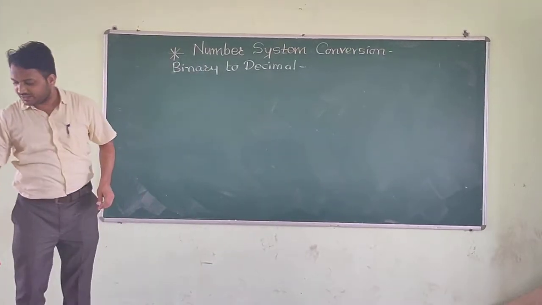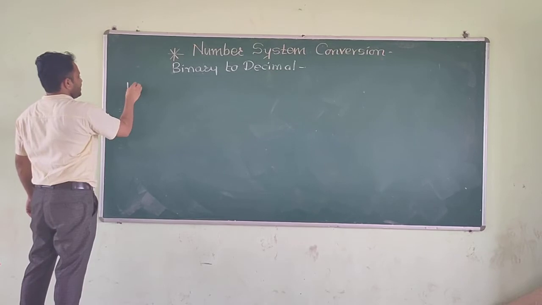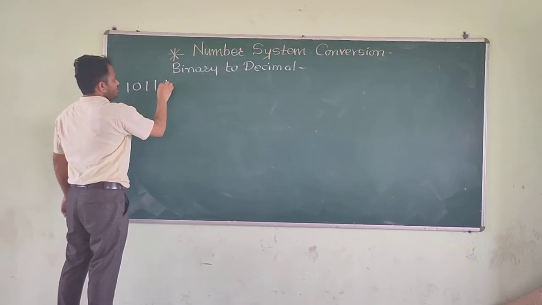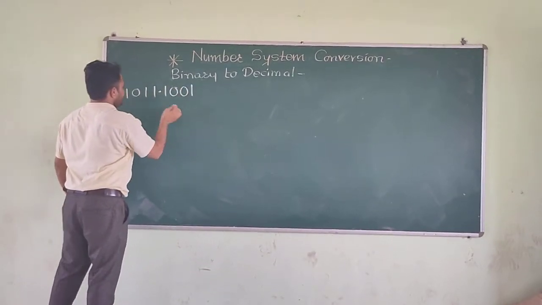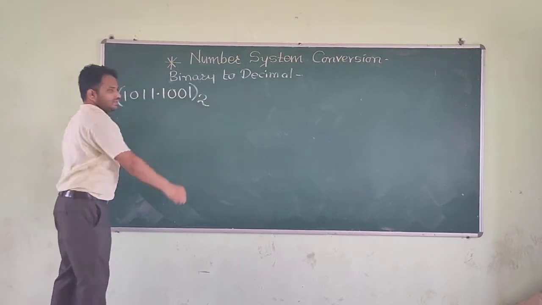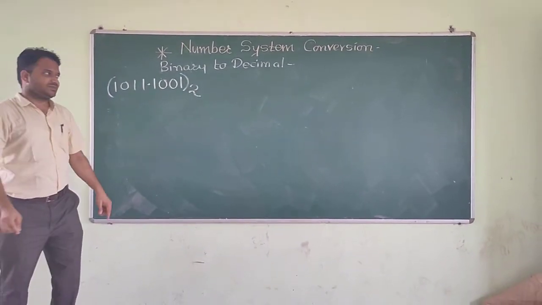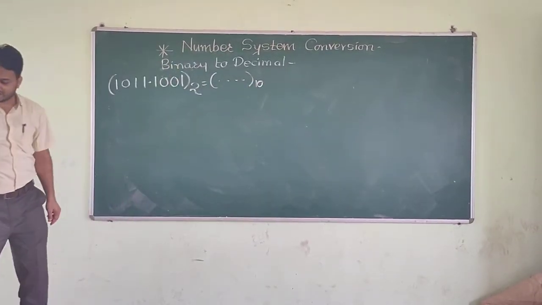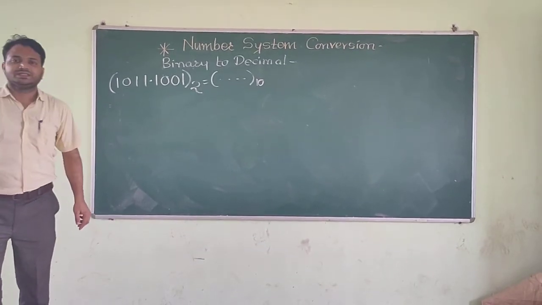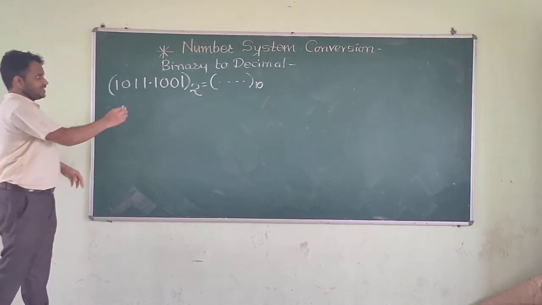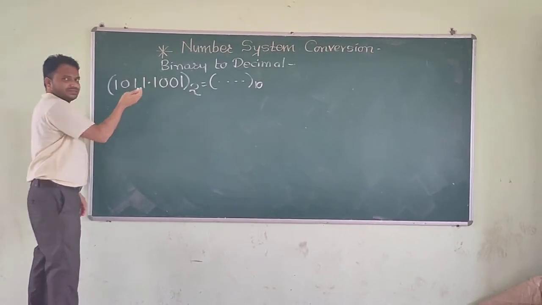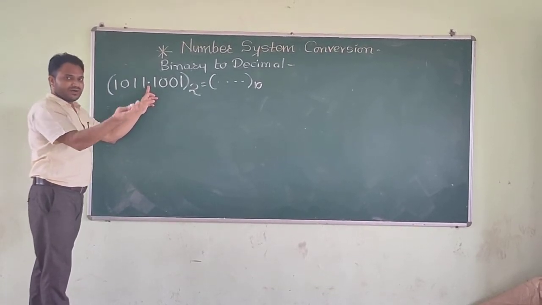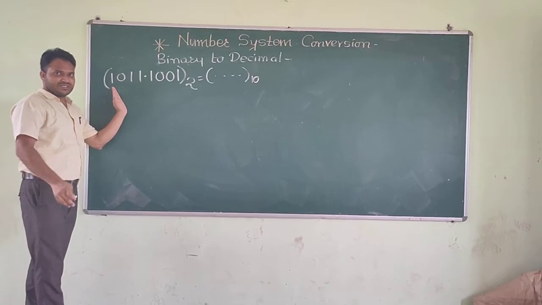So this is type 1. Suppose it is given that 1011.1001, this number is given to you and it is asked to find its equivalent decimal. In that case we have to follow the procedure in the same way. This is the decimal point. So there is the part to the left of the decimal point and the part to the right of the decimal point.